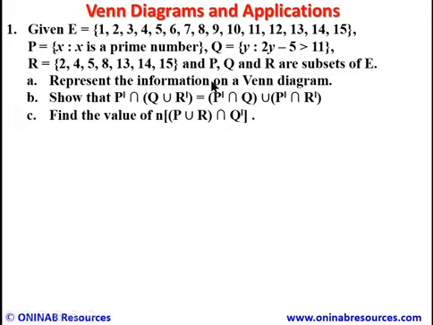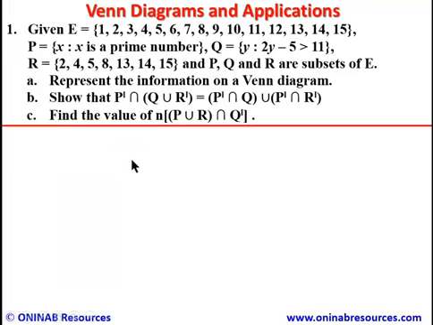A. Represent the information on the Venn diagram. B. Show that P prime intersection open bracket Q union Q prime is equal to P prime intersection Q union P prime intersection R prime. C. Find the value of n of P union Q intersection Q prime.